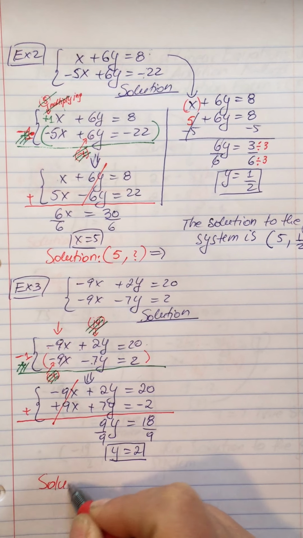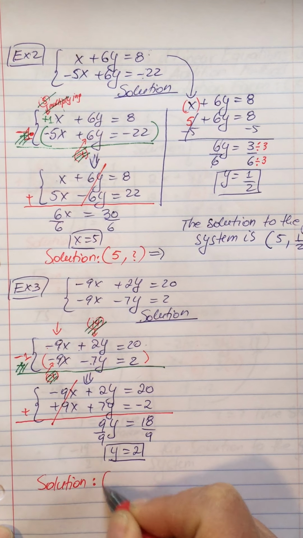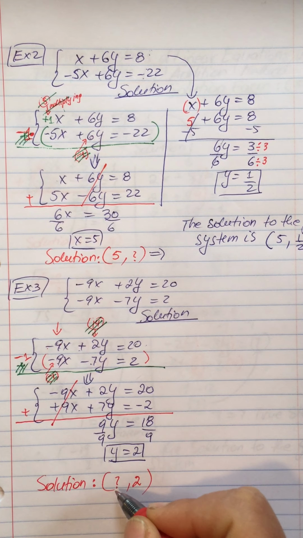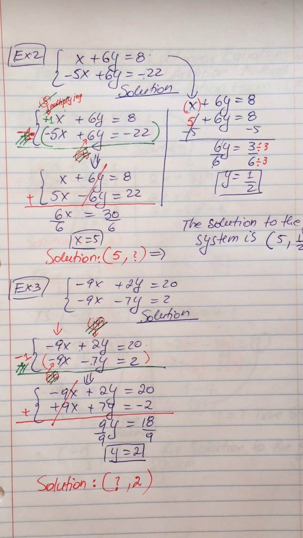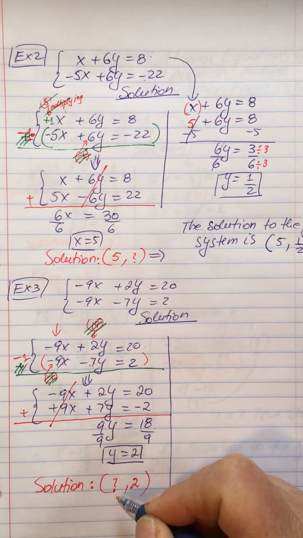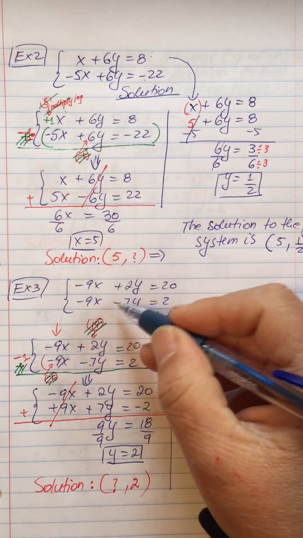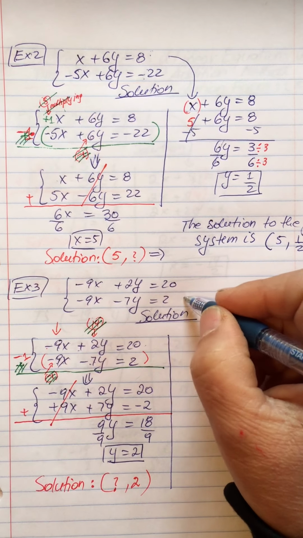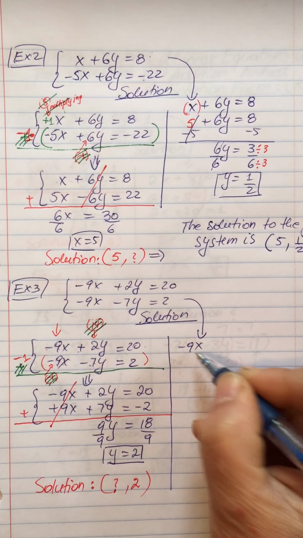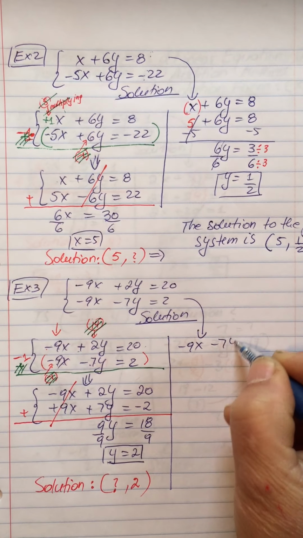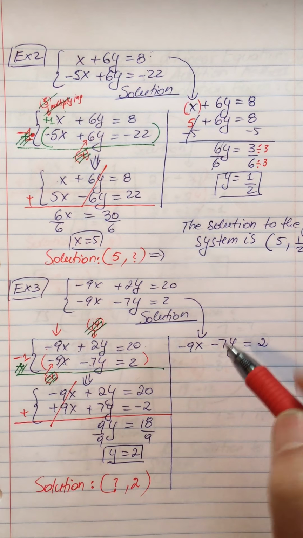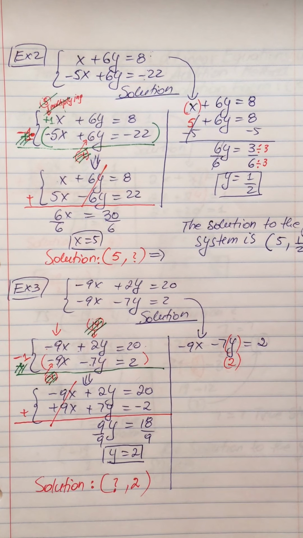So let's write here, the solution is waiting for its values. The second coordinate, the value is 2. The solution is waiting to find x to be complete. Now, to find x, I will choose one of the equations of the original statement. So let me choose the second. You can choose the first, it doesn't matter. Let me rewrite the second equation, -9x, -7y, and +2. Now let's replace y with 2 to find x.